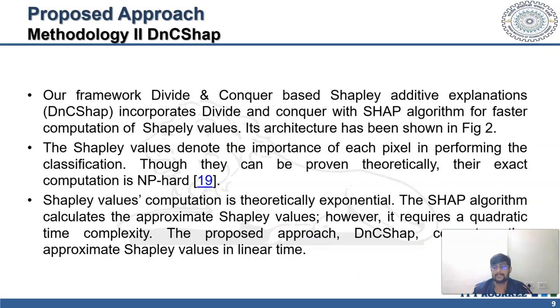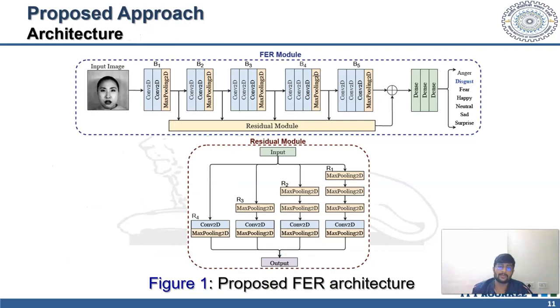Next comes our DNC-Shape algorithm. As I have already discussed, DNC-Shape means divide and conquer based Shapley additive acceleration. Here we have incorporated divide and conquer with the Shapley algorithm to reduce its time complexity. Shapley values are from game theory and are permutation combination based. They are NP hard and require exponential time. But this is not possible in computation. So what we did was we incorporated divide and conquer.